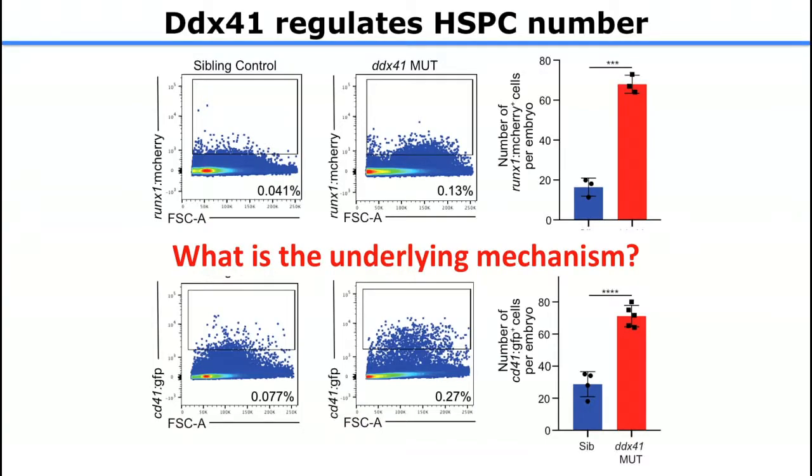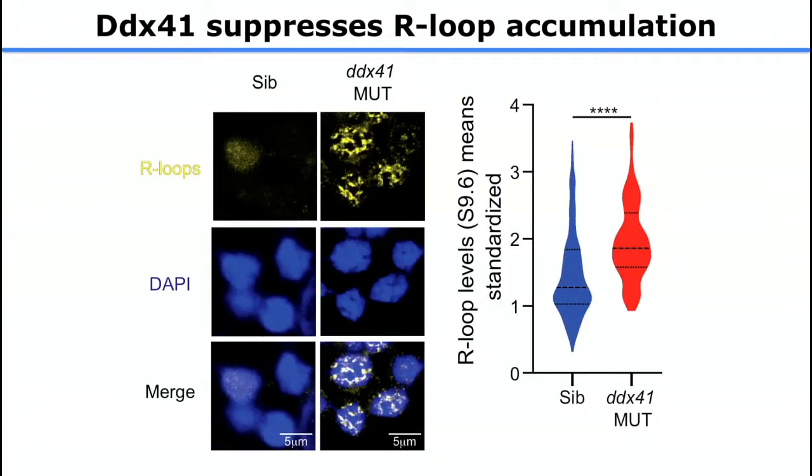But what is the underlying mechanism? We were already thinking about R-loops, so we were completely biased, and we decided to look to see if there was any change in the R-loop levels in DDX41 mutants. Same experiment I showed you before, we did S9.6 immunofluorescence on sibling cells as well as DDX41 mutant cells, and we see a real marked increase in the amount of R-loop accumulation that's occurring in DDX41 mutants.